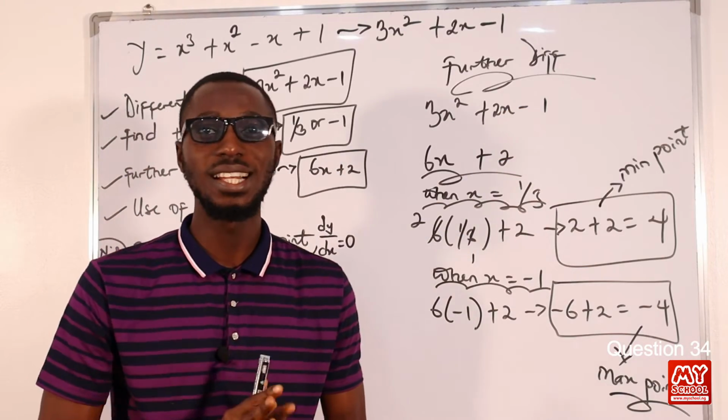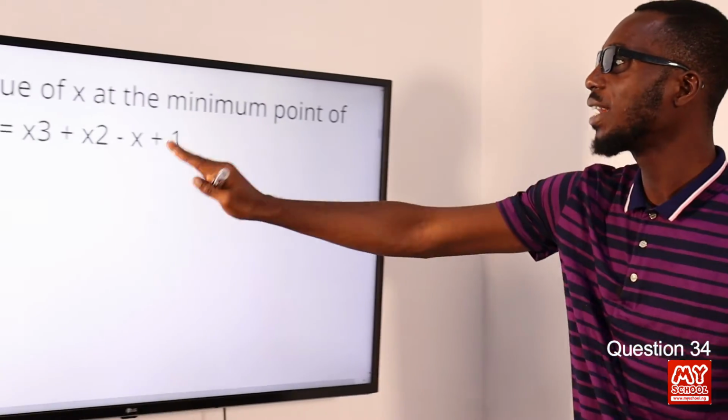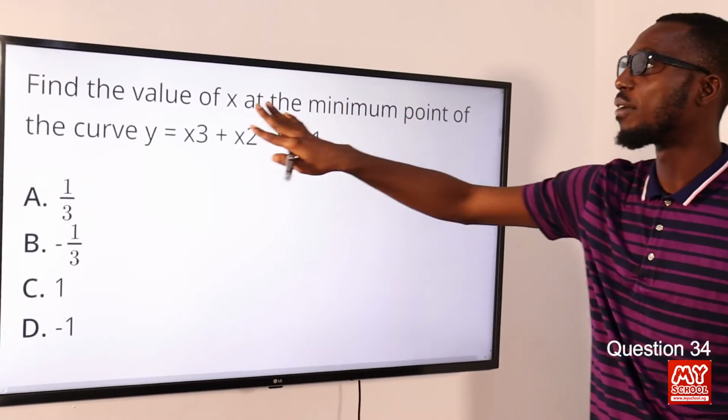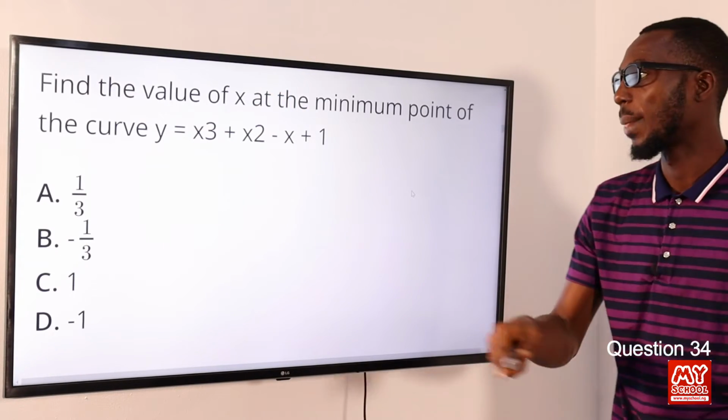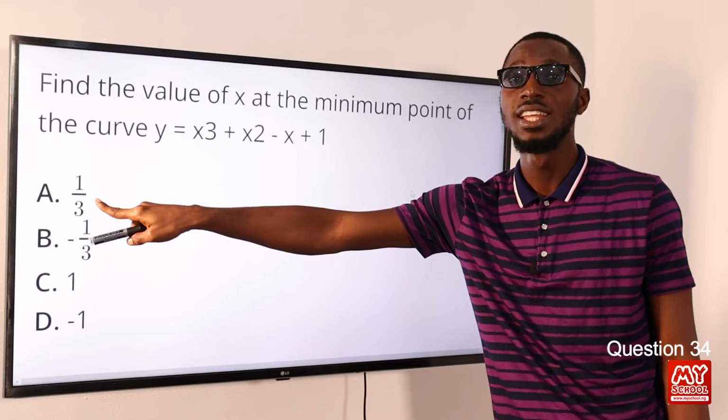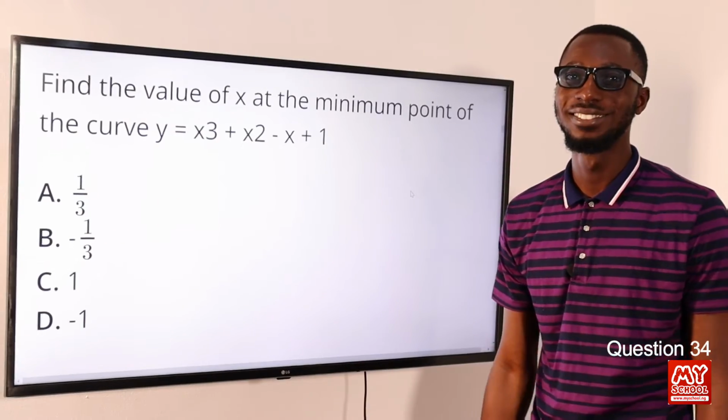So let's move back to the screen and see if we have 1 over 3. Find the value of x at the minimum point. The value of x at the minimum point is 1 over 3. That gives us plus 4. Okay, so that is found in option A. So option A is the correct option.